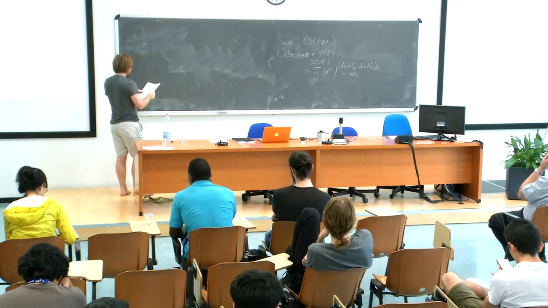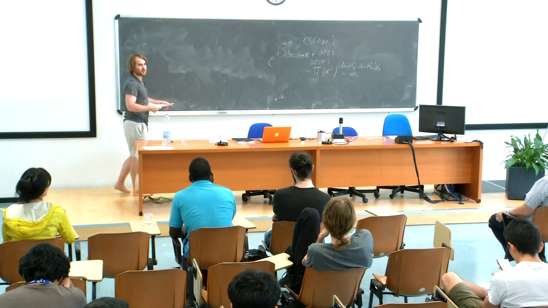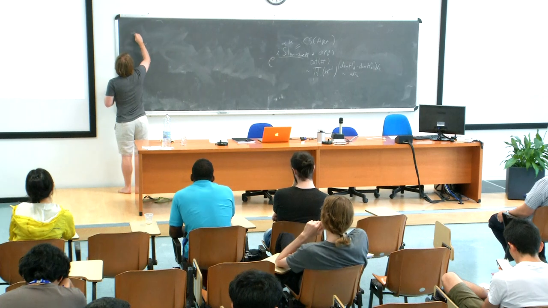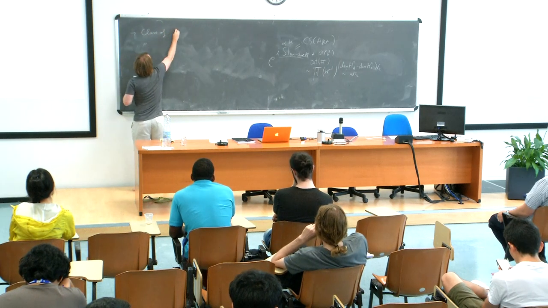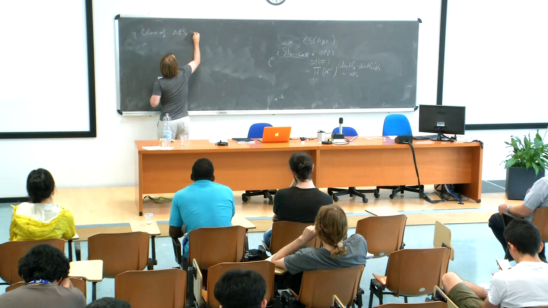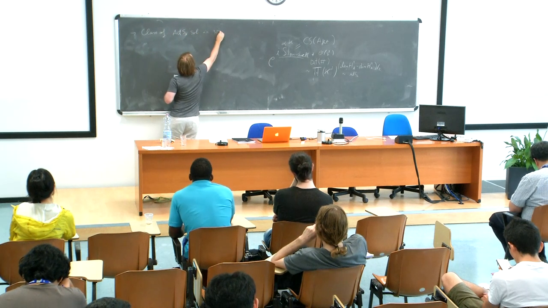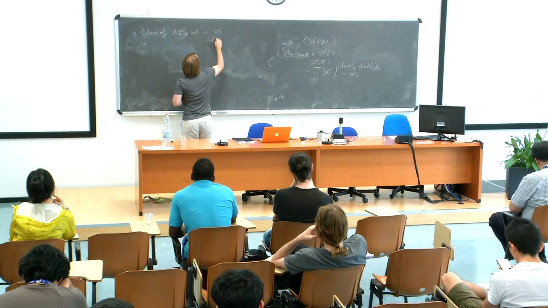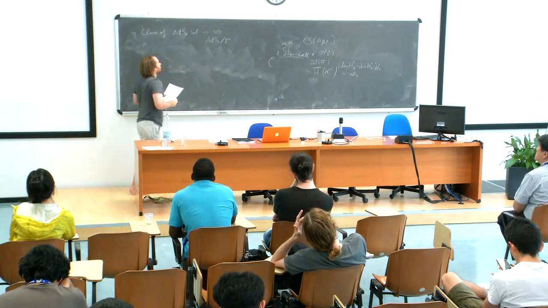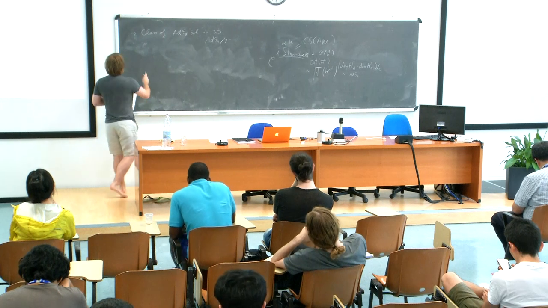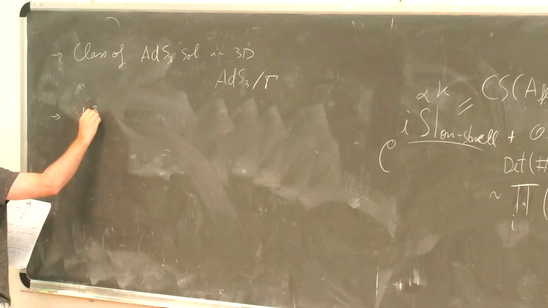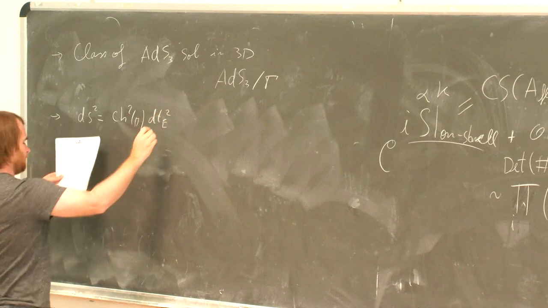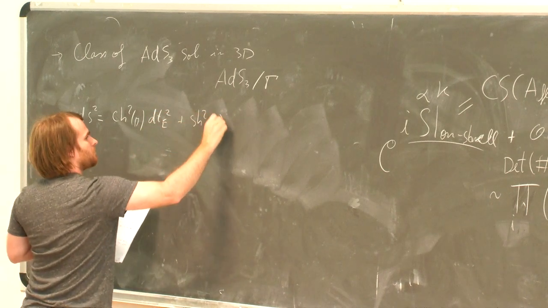So yesterday, I talked about the solid torus and the filling of the torus inside the solid torus. So as you know, there is a class of AdS3 solutions in 3D, right? So there is no propagating degrees of freedom. So all the solutions are of the type AdS3, and then a quotient on that space. So one usually starts with a global AdS3, that you well know.